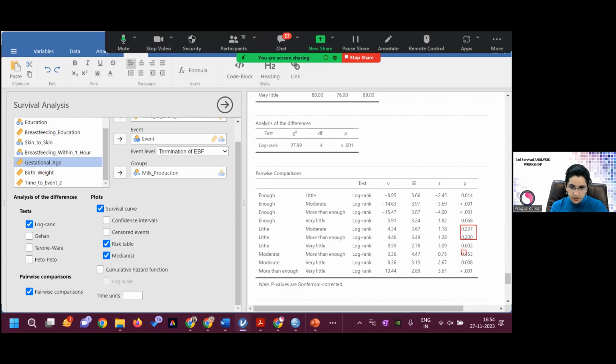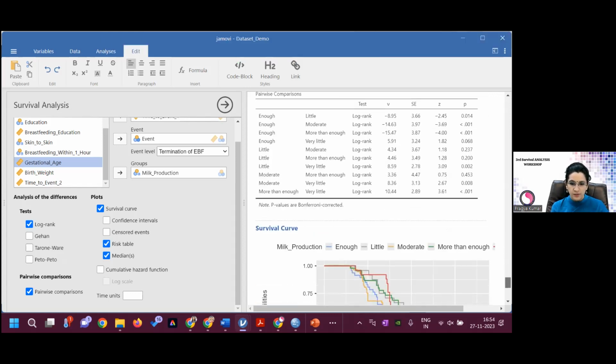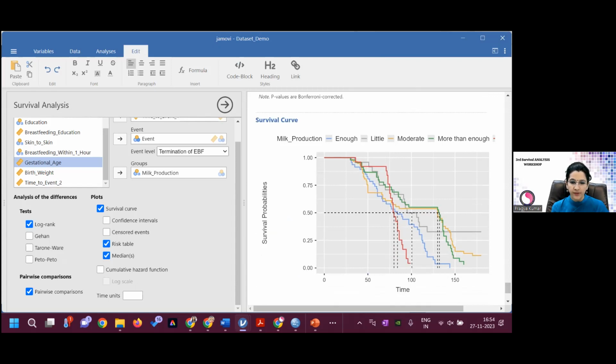This is not significant. So you can write that the difference between moderate and more than enough, and between moderate and little and more than enough, these 3 are not significant. The rest are all significant. So this was a pairwise comparison. It is a graph, and you can see it plots the median survival automatically here, because I have clicked this medians. That is the median survival time.